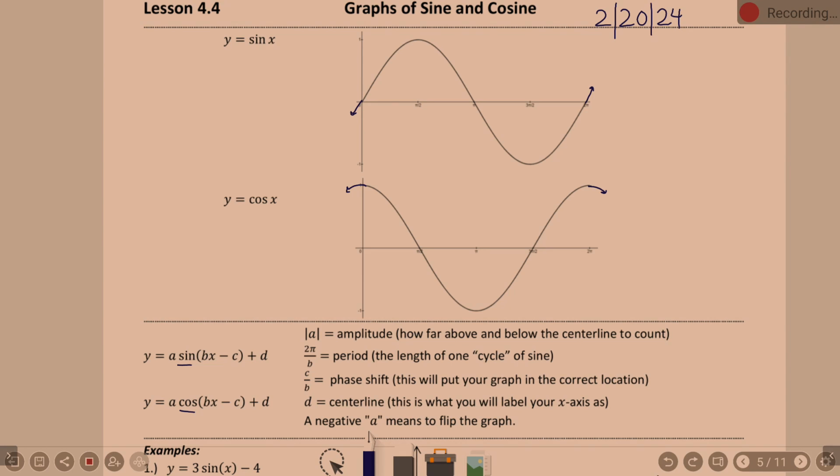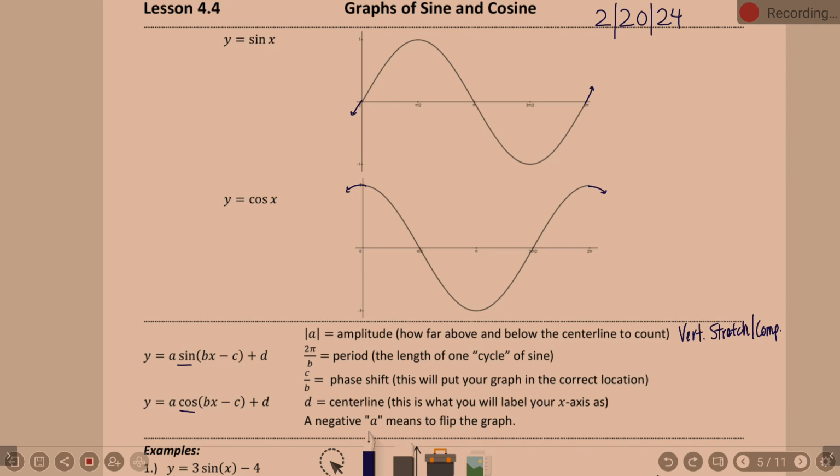The a out front. Okay, that a out front, the absolute value of it is what we call the amplitude. If you go back to your transformations, that chart we've looked at back in Algebra 2 and then again in pre-calc, it's your vertical stretch or compression. So that a tells us how far we stretch it up and down. You don't necessarily have to write this in, but it is a vertical stretch or compression. Okay? So a normal graph goes as high as 1, as low as negative 1. If you stretch or compress it, it will go higher or not as high.